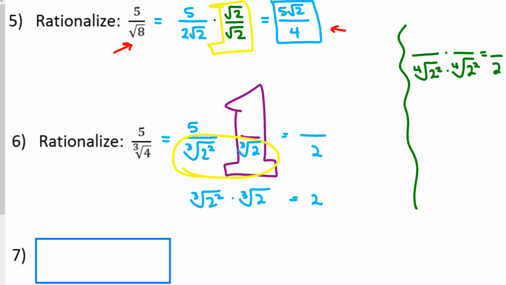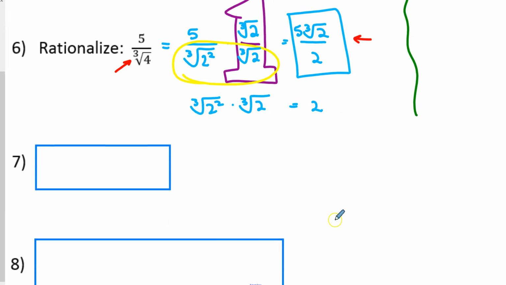So back to our problem. We're multiplying the denominator by cube root of 2, so we're going to multiply the numerator by cube root of 2 as well. So the numerator, when we multiply them, is 5 cube root 2, and the denominator is 2. Once again, to check your answer, you could put this in your calculator and make sure that they were the same. Okay, we have 2 more examples.